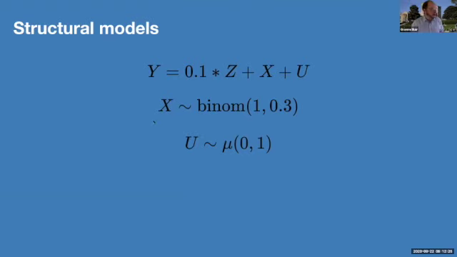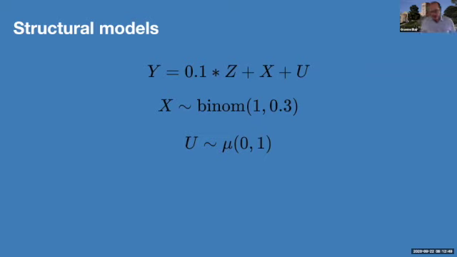We've also written down some of our assumptions about the distributions of X and U. So X is a binomial random variable, so it's zeros and ones with a probability of 1 of 30%. U is this unknown heterogeneity that we defined, and that is a standard normal random variable.